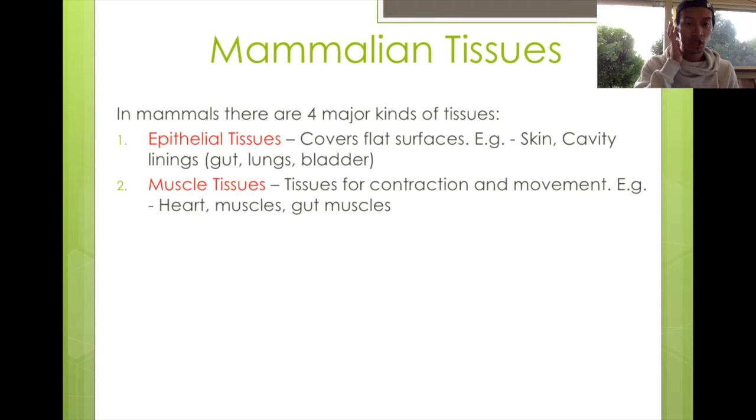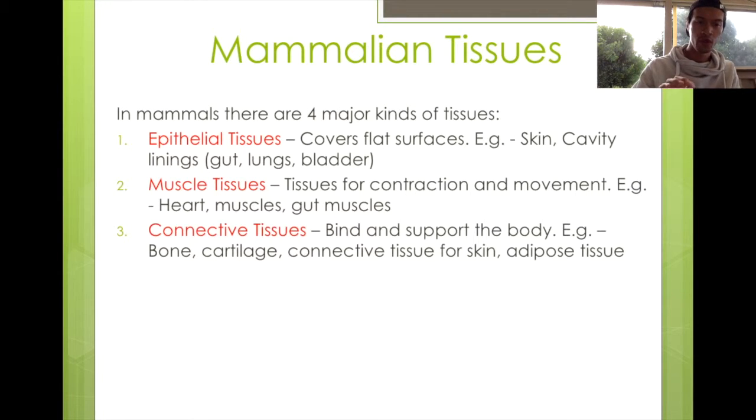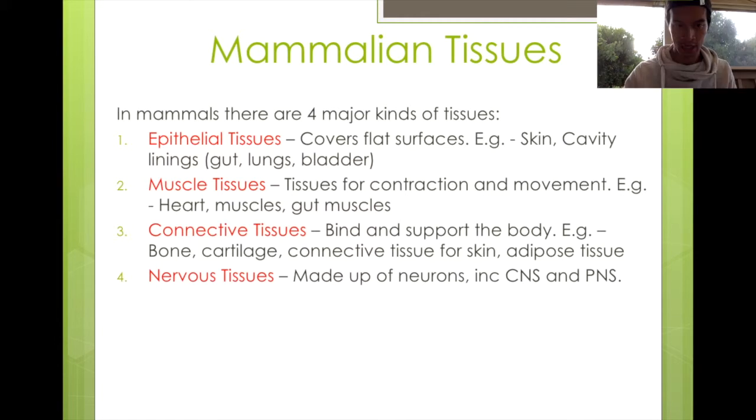You have your muscle tissue, which is tissue for contraction and movement: heart muscles, your movement in terms of your arms and legs, and then your gut muscles as well as your diaphragm and so forth. You've also got connective tissue, which binds and supports the body together. Yeah, tissues like bone, cartilage, connective tissues, or skin, and adipose tissue between your organs are all connective tissues because they sit in between your organs and allow them to connect together.